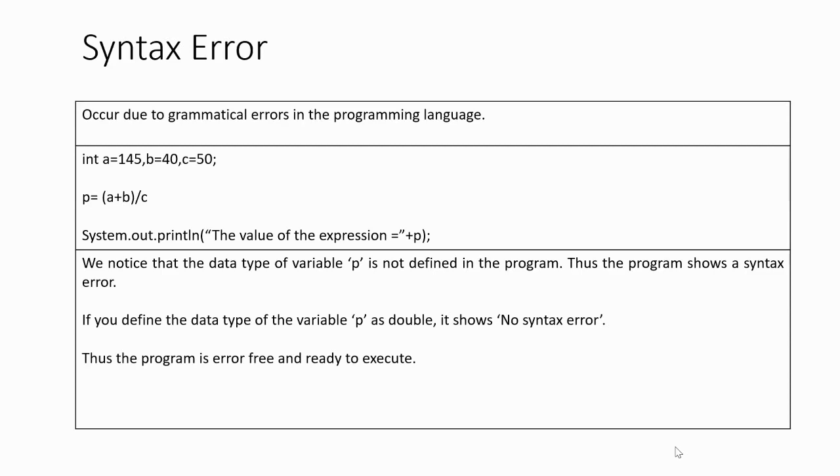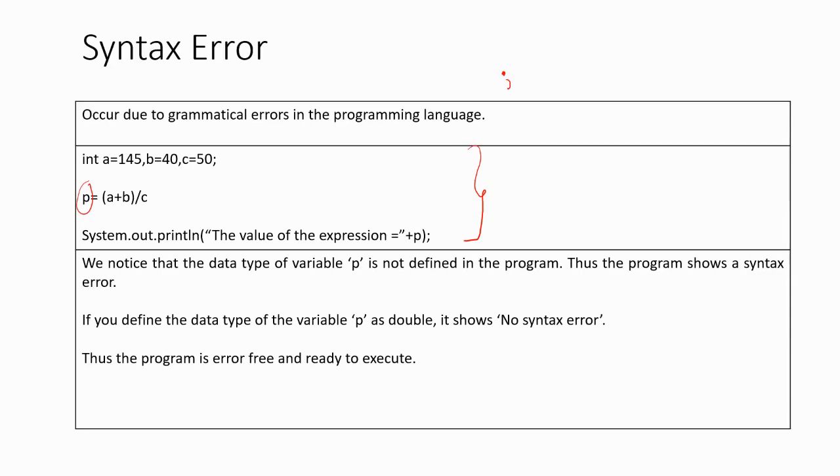Syntax errors are errors which occur due to grammatical errors in the programming language. They may be due to missing punctuation signs, like a missing semicolon at the end of a statement, incorrect instructions, or undefined variables. I've given an example here to show what a syntax error is. Here, you can notice that the data type of variable p is not defined in the program. Thus, the program shows a syntax error.